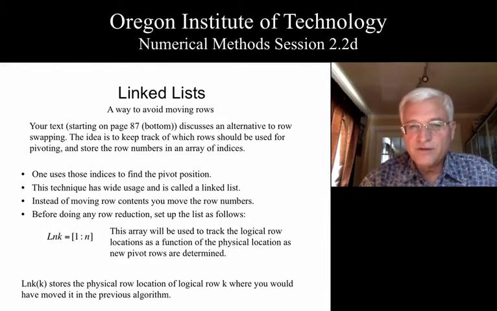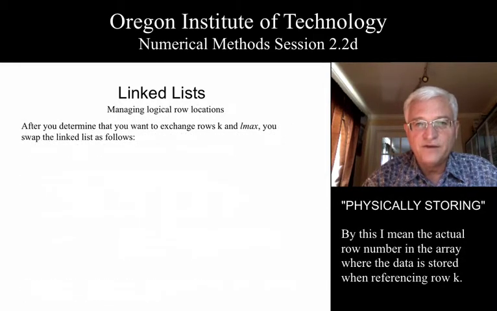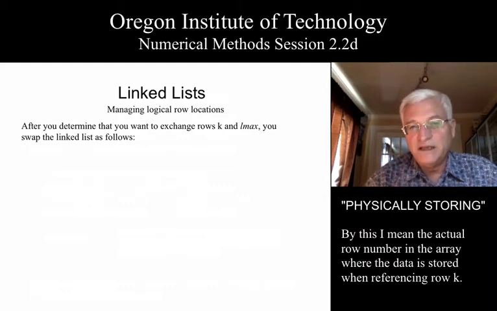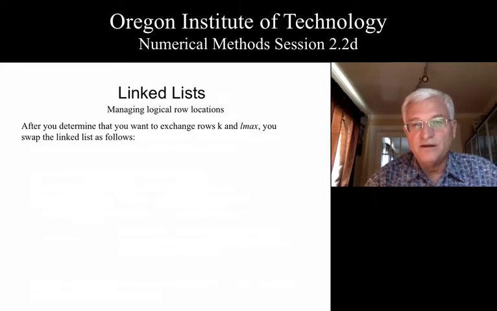So our algorithm says swap row k with row j. To find row k, we will physically be storing it somewhere else, and it will be stored in link of k. Let's see how that develops. Let's say that you've started off your algorithm, and let's suppose you're at the beginning and link is just 1 through n. And you decide that you need to swap row k and row Lmax.